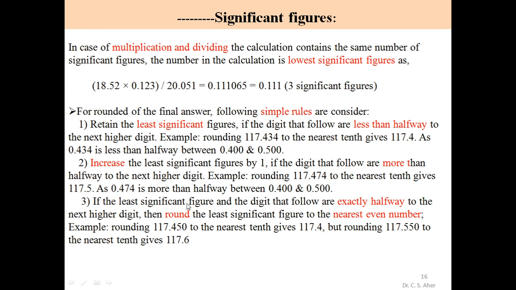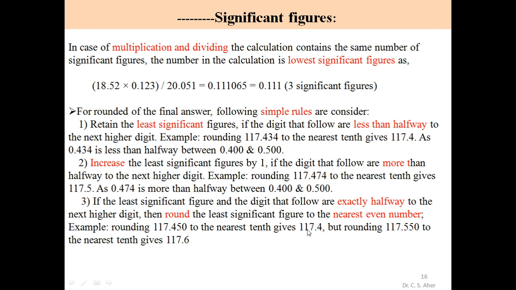So what is the rule? In this rule, if the digit that follows the least significant figure is exactly halfway to the next higher digit, then round the least significant figure to the nearest even number. Nearest even number, we have to round to the even number. See, this halfway is in between 0.400 and 0.500. What is the even number? 0.400. So it is rounded to 0.4.